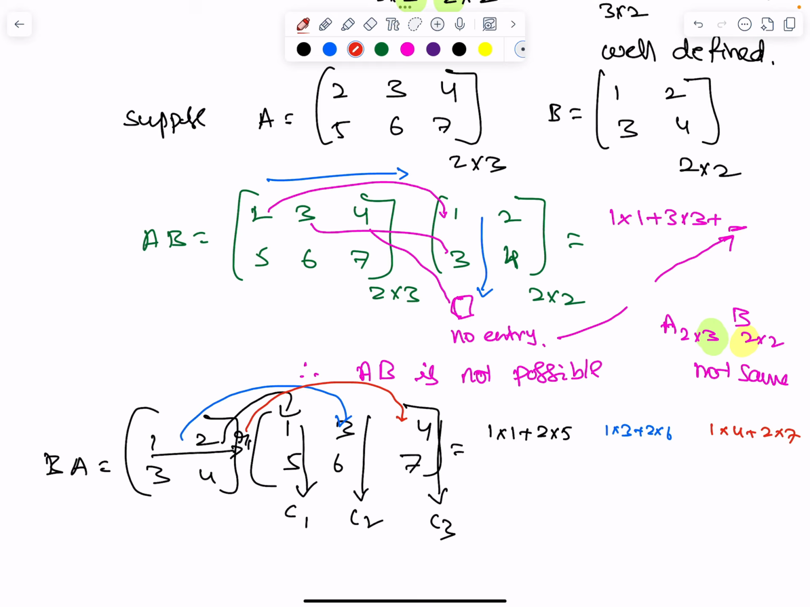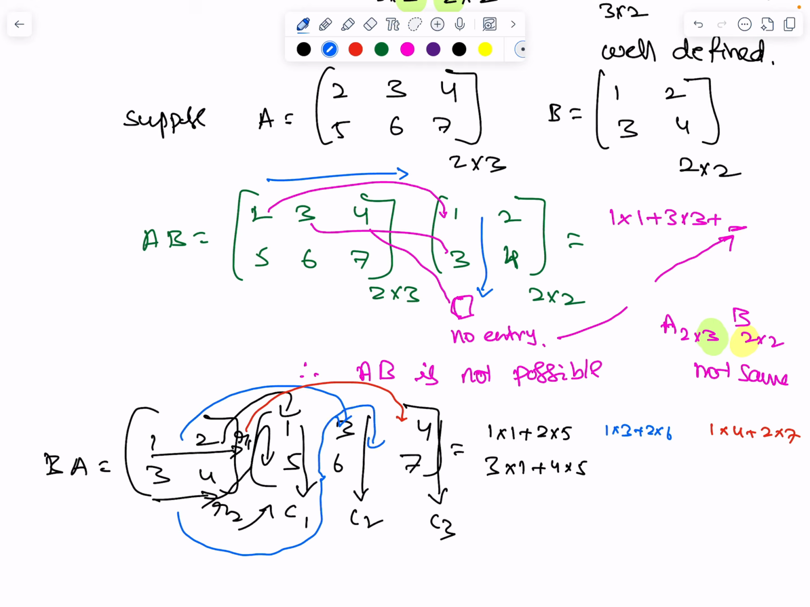Now once that is done, you have to move to row 2. Row 2 with C1, that is 3 into 1 plus 4 into 5. You should always come this way, top to bottom in the columns. Similarly, the other one is row 2 into C2, that is 3 into 3 plus 4 into 6. The last one is R2 into C3, 3 into 4 plus 4 into 7. This completes my output.